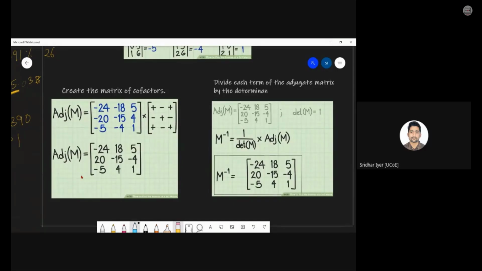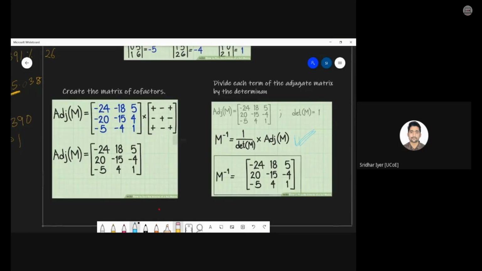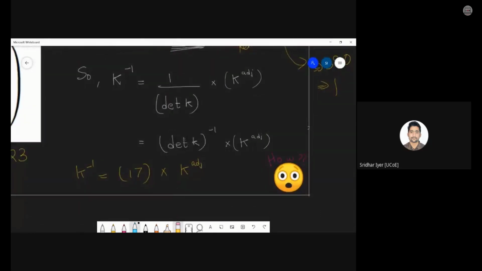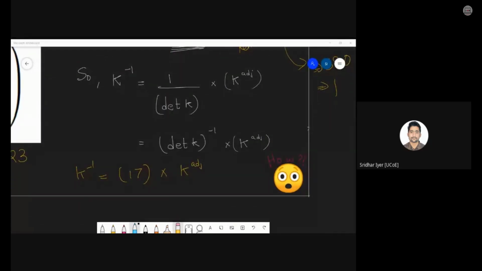This is the exact same formula that we are making use of. We find M transpose, the determinant of M, the adjugate of M, and at the end you will easily get M inverse. That is what we are doing over here. Am I clear? Is it fine? It was just a quick revision of what you are aware of. Fine. So at the end we will get some value of K inverse.